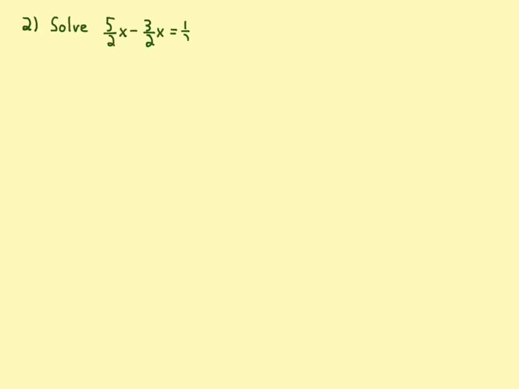Example 2, solve 5 halves x minus 3 halves x equals 1/2. Okay, so what I did here is I took the two x terms and combined their coefficients. They're like terms, so I can combine their coefficients. So I get 5 halves minus 3 halves is 2 halves.